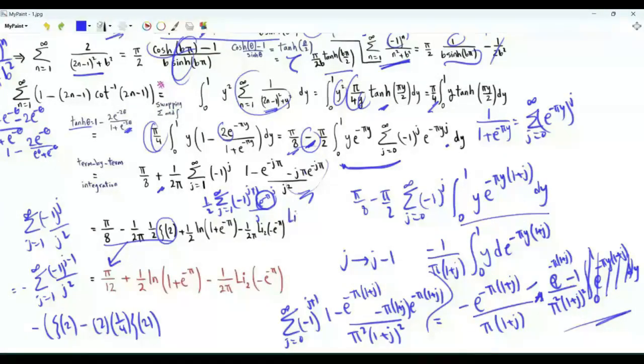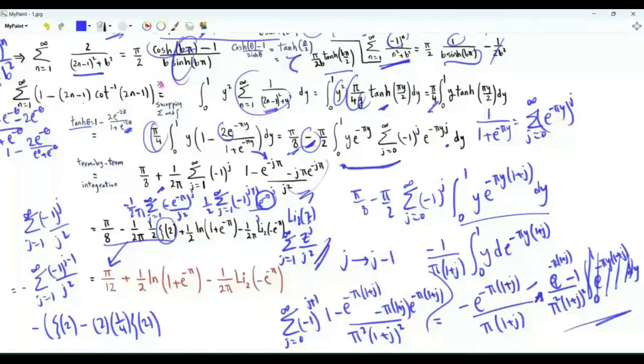When the magnitude of z is less than 1, the dilogarithm of z is summation over positive integer g of z to the g over g squared. To account for this term, we have minus 1 over 2 pi, summation g from 1 to infinity, minus e to the minus pi, all to the power g divided by g squared. And this is minus 1 over 2 pi, the dilogarithm of minus e to the minus pi.